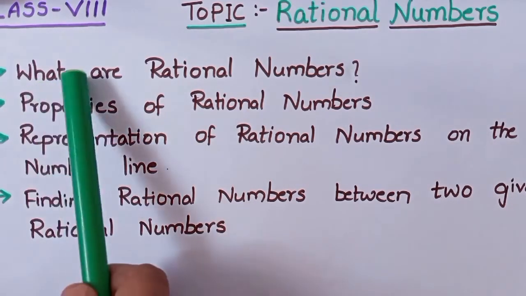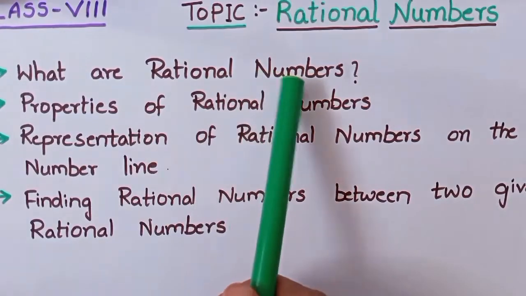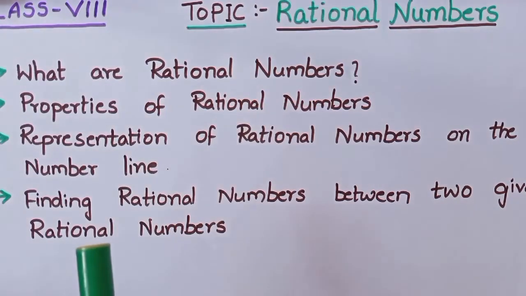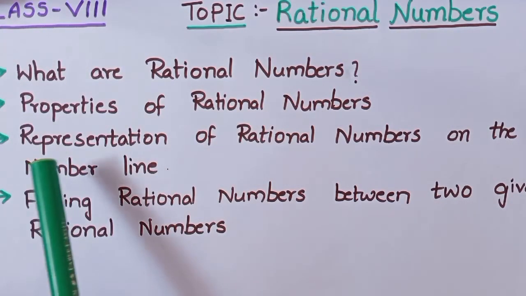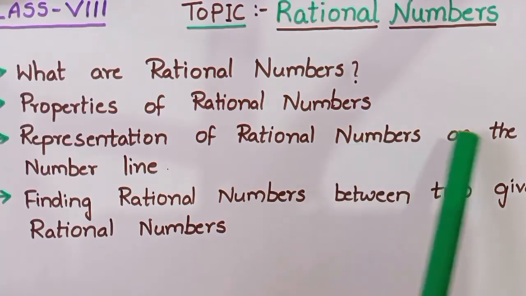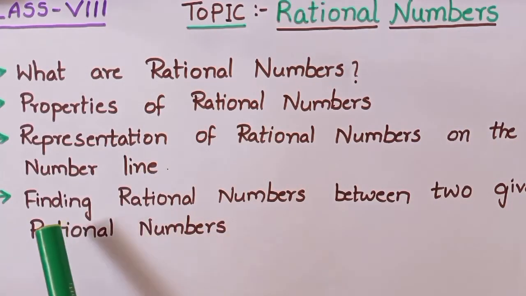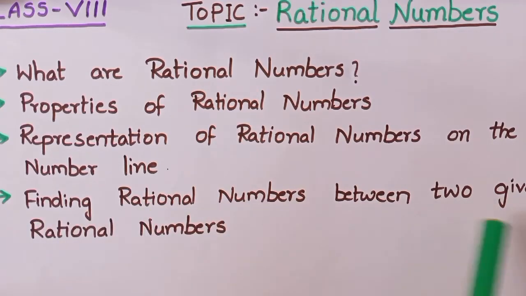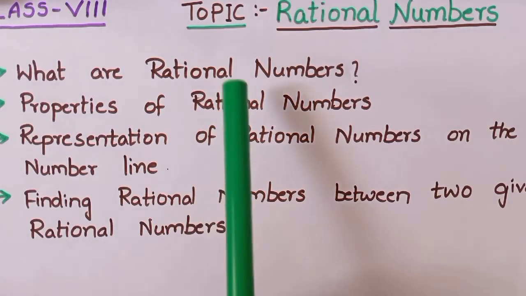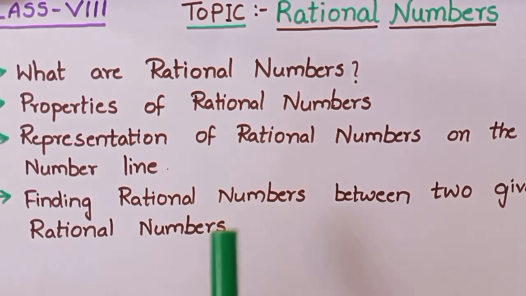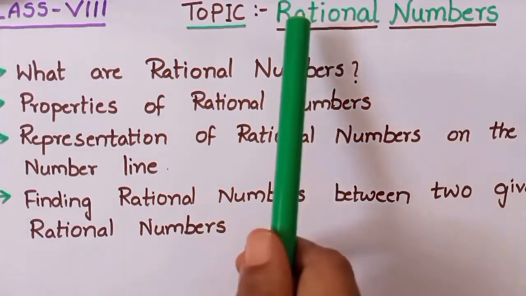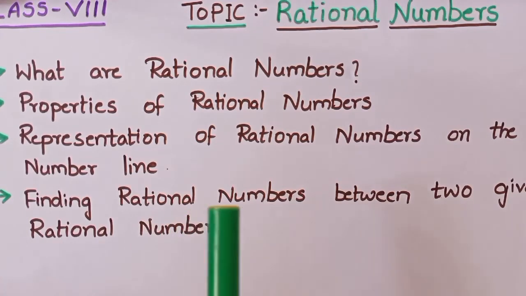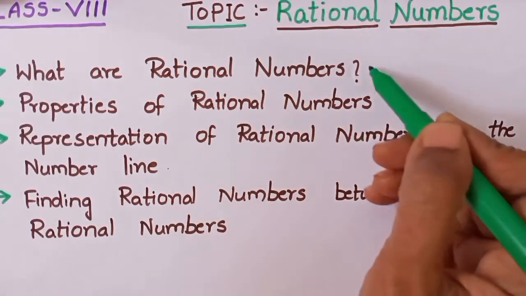Firstly, we will learn about what are rational numbers. Secondly, we will learn about the properties of rational numbers. The next one is representation of rational numbers on the number line. The fourth one will be finding rational numbers between two given rational numbers. So these four are our main topics inside the chapter rational numbers. So firstly, let us start with what are rational numbers.